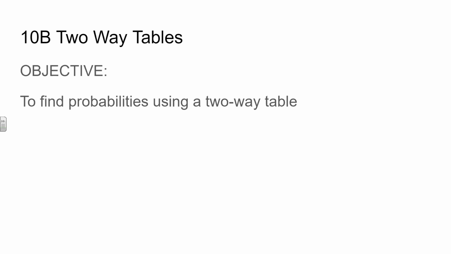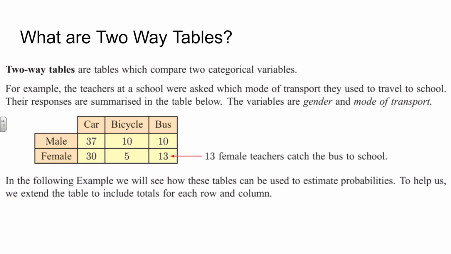This is a pretty quick lesson here. We're going to take a look at what two-way tables are and how to find probabilities from them. So first of all, what are two-way tables? As we see down here in our example, two-way tables are just data in a table where we have two categorical variables that we're comparing. So clearly in this example, we're looking at mode of transportation, car, bicycle, or bus, and whether they are male or female. And we have the numbers in the table there.